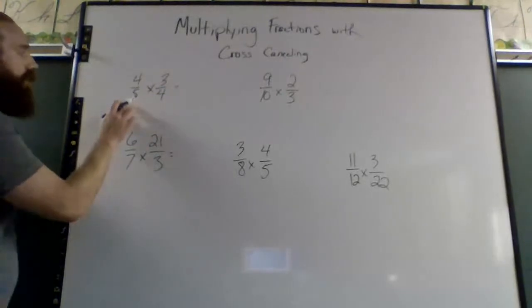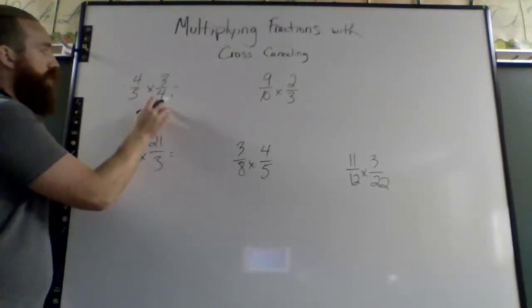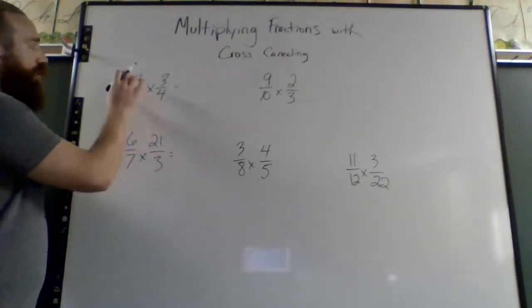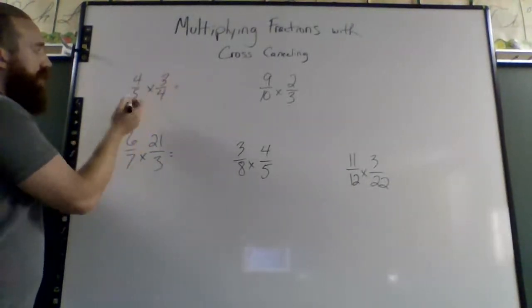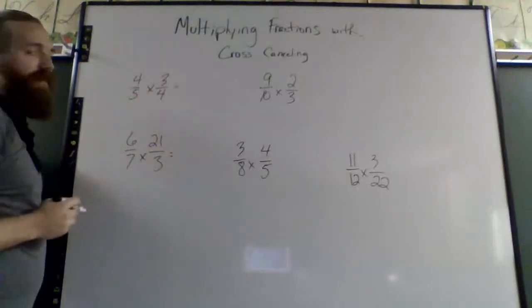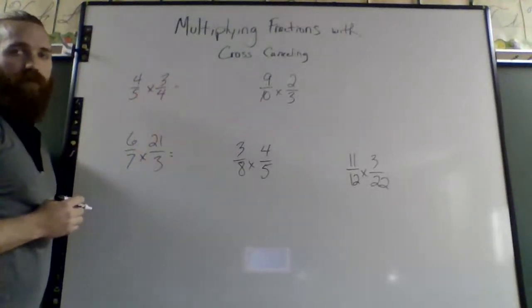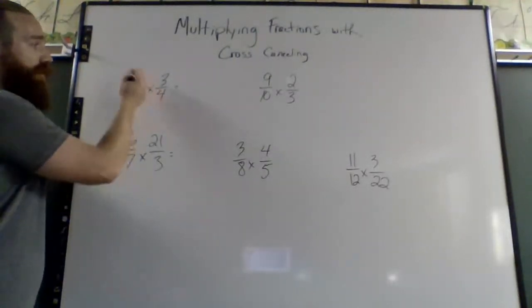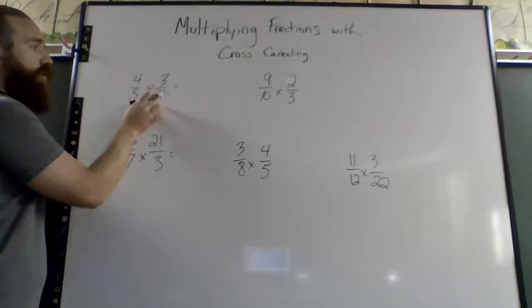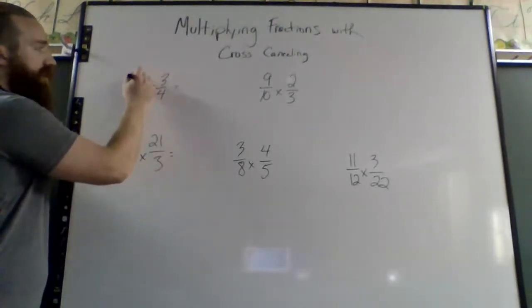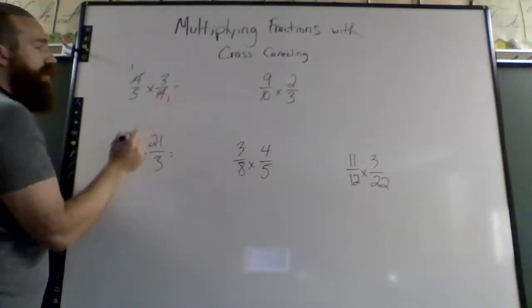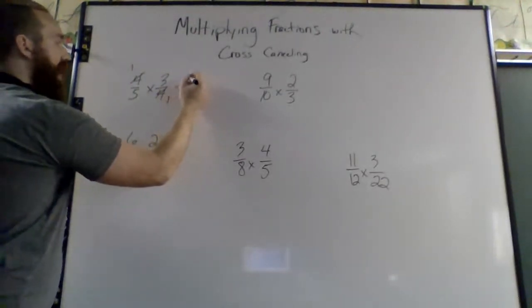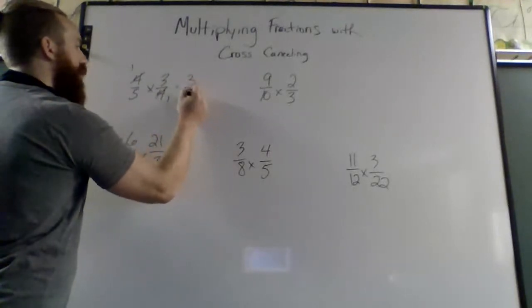The first one we have here is 4/5 times 3/4. Now, when you look at this, nothing can reduce, but if you look at it diagonally, do any of these numbers have anything in common? You can see that they both have a 4, right? So you can take 4 out of both of them by cross canceling. This 4 becomes a 1, and this 4 becomes a 1. And then when you multiply it out, you get 3/5.